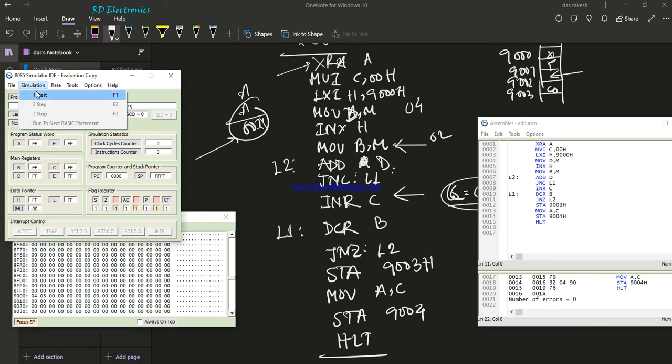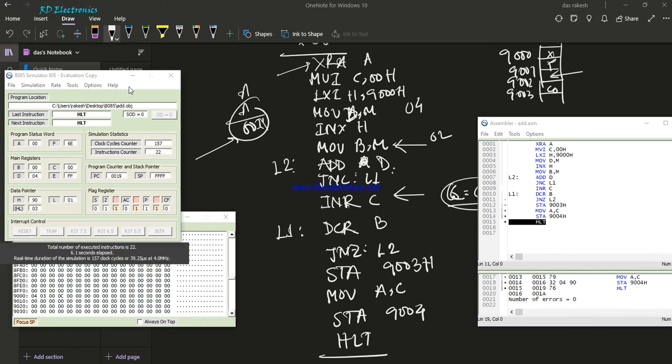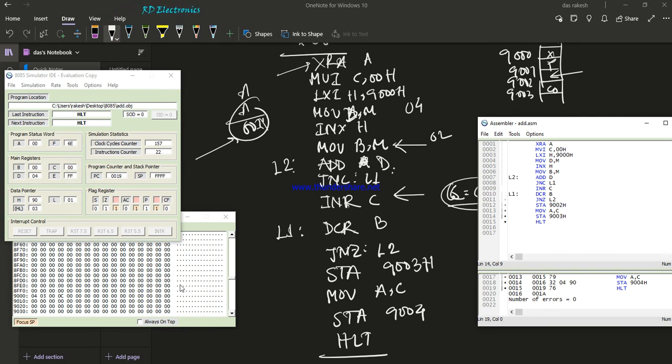Now simulation, now perform. See that there is a log file generation. Okay, now see that here at 9000 we stored the number, 9003 and 4, okay, and also this is 9002 and 9003 also. So now here you see that the answer is 0C.